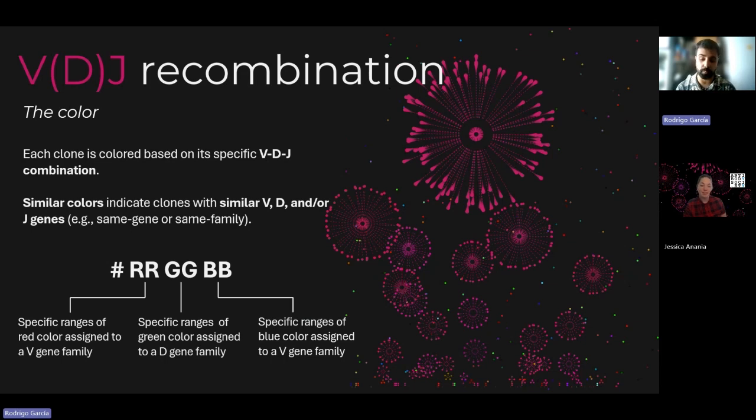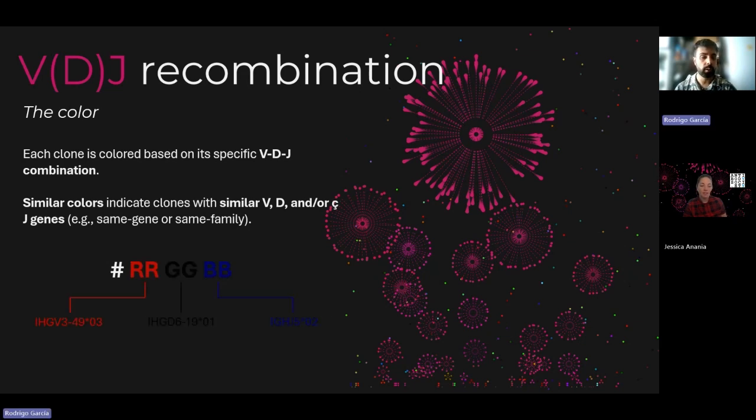So V genes that belong to the same family will have similar shades of red when compared to other V genes that belong to a different family. For example, the most abundant clone is a mixture of these combinations of red, green, and blue, and that's what gives this nice pinkish color.